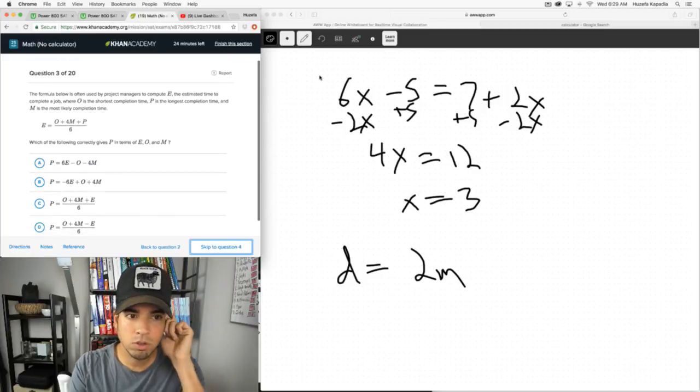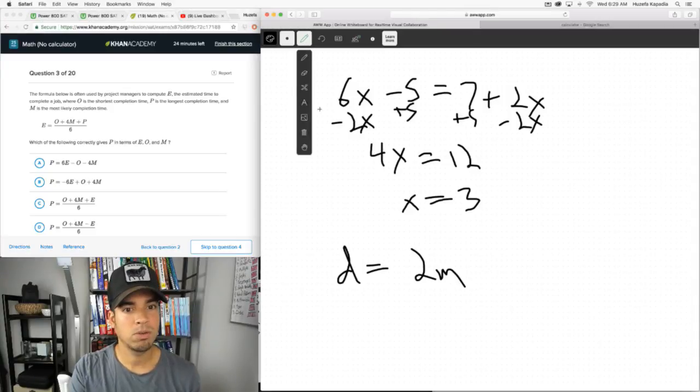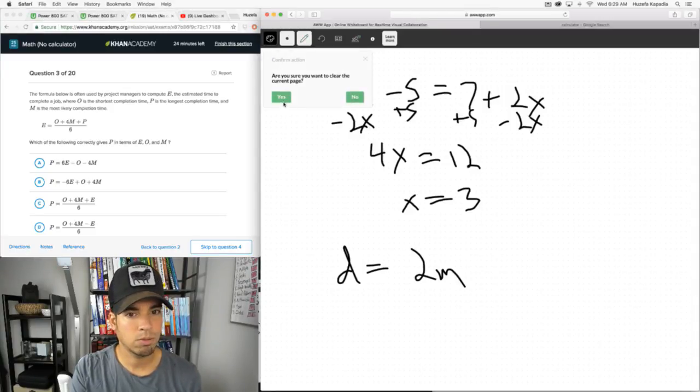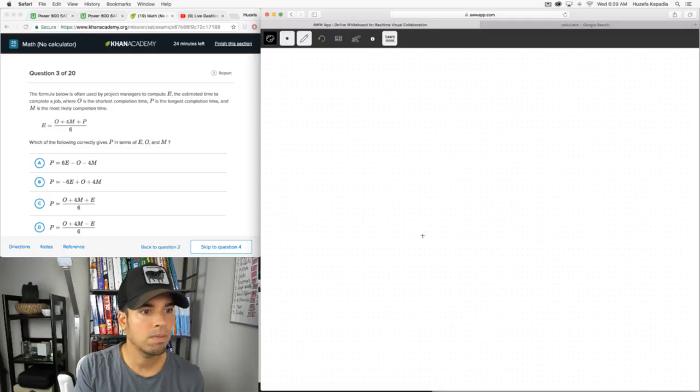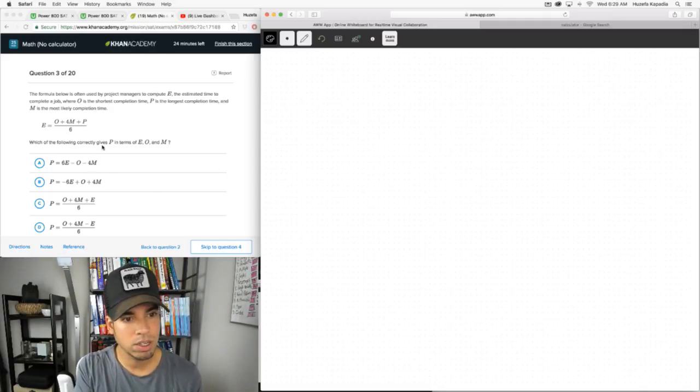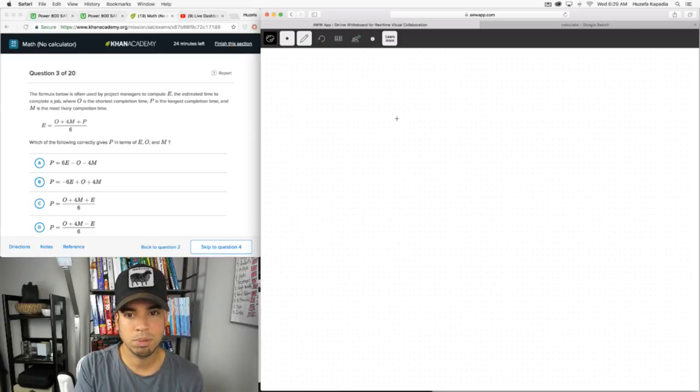Next, the formula is often used by project managers to compute E, the estimated time to complete a job, where O is the shortest completion time, P is the longest time, M is the most likely. Which of the following gives P? Forget all that. None of that mattered. All we're going to do is give P in terms of the others, it means we have to isolate P. So I'm going to show you how we do it.